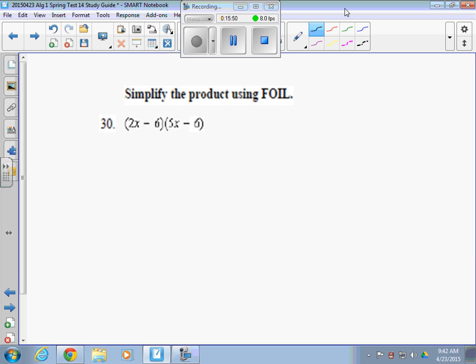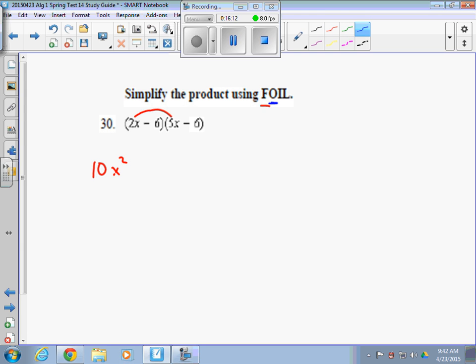Number 30 says simplify the product using FOIL. Remember, FOIL just tells you the order to multiply. You're multiplying each term by each term. So first, F is for first. Your first two terms, 2x times 5x. 2 times 5 is 10. X times x, you add the exponents 1 plus 1 to get 10x squared.